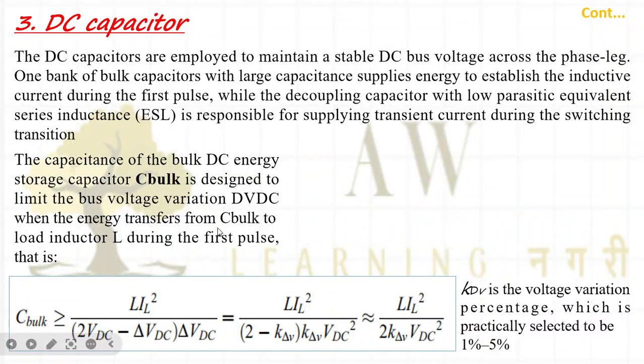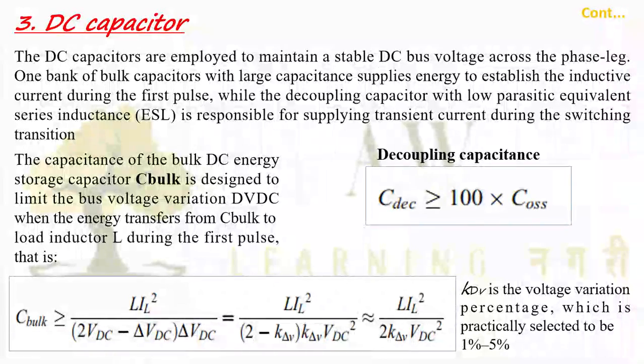And one more thing, what is K delta V? K delta V is a voltage variation percentage, which is practically selected as 1 to 5%. So either you can select 1%, 2%, that is also fine. And what is the value of the decoupling capacitor we will take? The decoupling capacitor we consider as 100 times the COSS. What is COSS? We have seen COSS is the output capacitance, which is mentioned in the datasheet of any device.